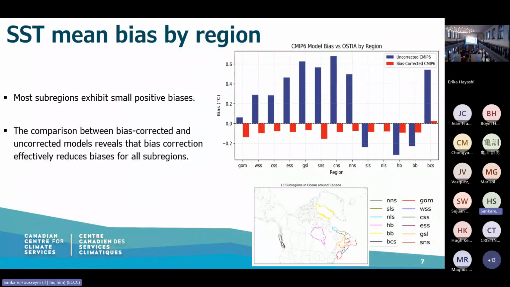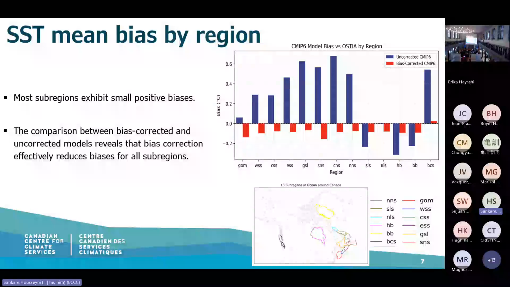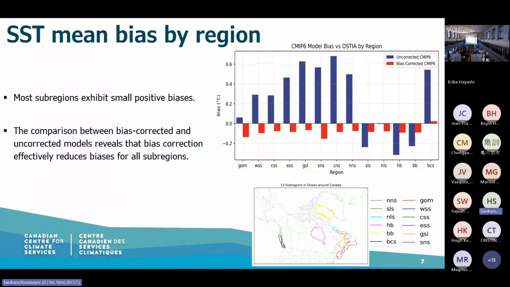Across most subregions, the unadjusted model shows a small but consistent positive bias, indicating a general tendency to overestimate SST compared to OSIA data. Once we apply the bias correction, the biases are significantly reduced, which demonstrates that the bias correction method is effective in improving the alignment of model SST with observed conditions across diverse oceanic regions.